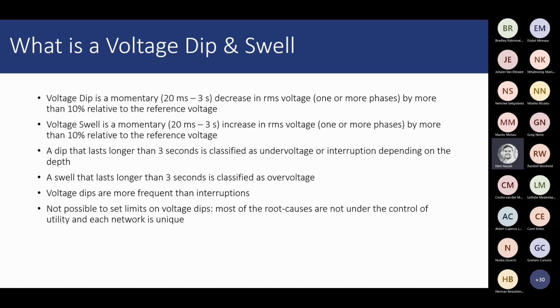Now, as I said earlier, most of these root causes are not under the control of the utility. And for each network, this will be unique. So wherever you are in South Africa or in the world, the characteristics of your network, how it looks, and external factors will all play a part in the voltage dips and the characteristics of your network where you are.